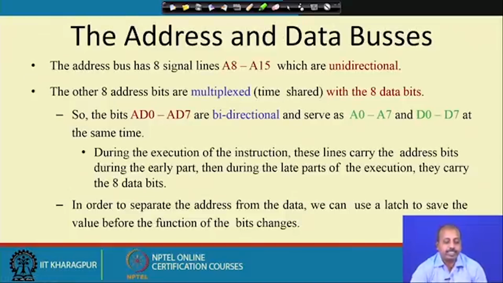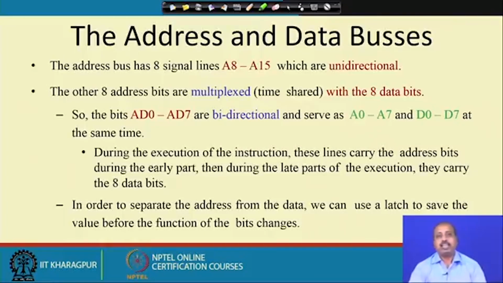Looking at the address and data buses, the address bus has 8 signal lines, A8 to A15, which are unidirectional, and the other 8 bits are multiplexed, that is, time shared with the 8 bit data bus. These lines A0 to A7 are actually the lower order address bus, so they are multiplexed with the data bus. The data bus is 8 bit only, D0 to D7, so it is multiplexed with that.